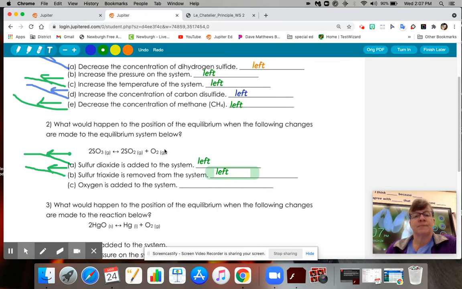Oxygen is added to the system. Where is it? It's over here on the right. Adding it is like adding weight to that side. How is that going to look as far as the balance goes? Well, if I'm adding it to the right side, again, this is my balance, right? Think of it as a balance. This is the side I'm adding weight to. It's going to tip that side down. How are you going to shift to push it back to equilibrium, to balance, to flat? Well, you're going to shift left.